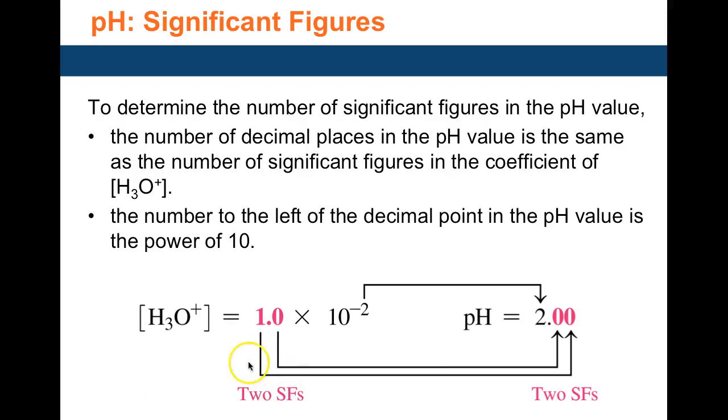So how do you determine sig figs in pH? If the H3O+ concentration has 2 sig figs, then your pH will have 2 sig figs after its decimal point, a total of 3 sig figs in the pH value. If it just has 1 sig fig, then the pH will have a total of 2 sig figs, or 1 sig fig after its decimal point.